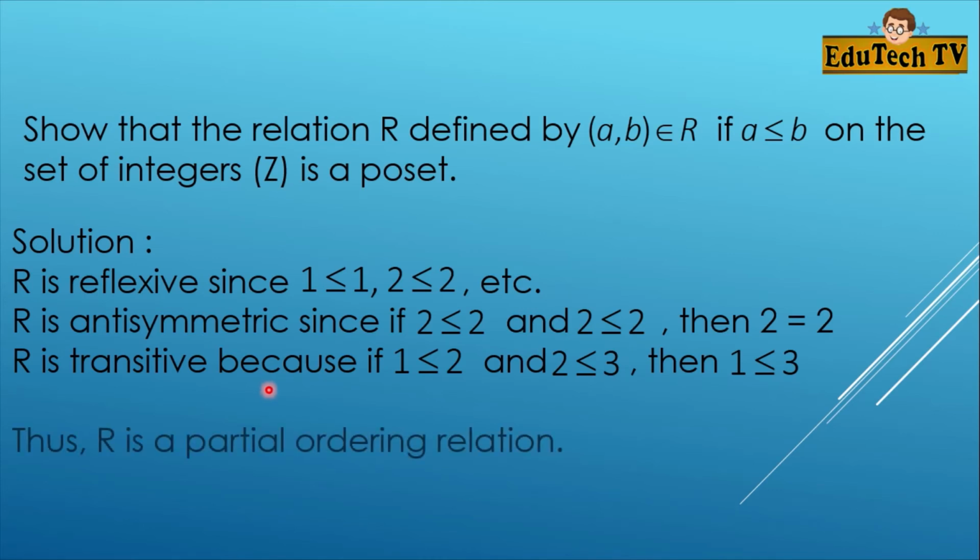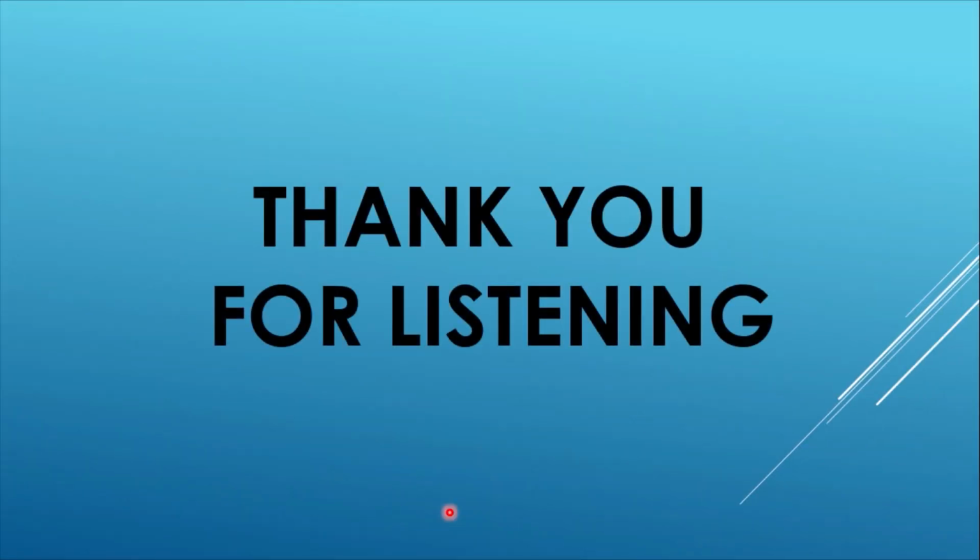Now, since R is a partial ordering relation, pag pinagsama natin yung set, which is the set of integers, tapos yung R natin, which is a less than or equal to b, then this notation, the integers and the relation, is a poset. Okay? So, that's all for our discussion on the relation.